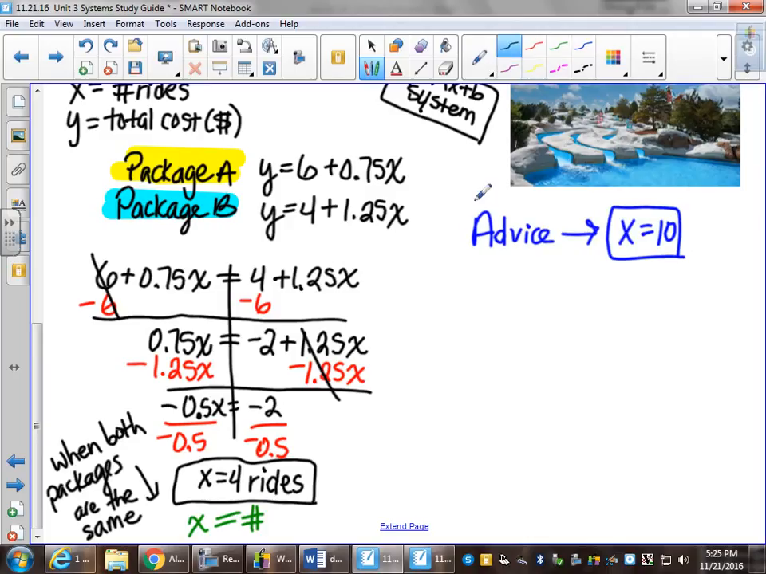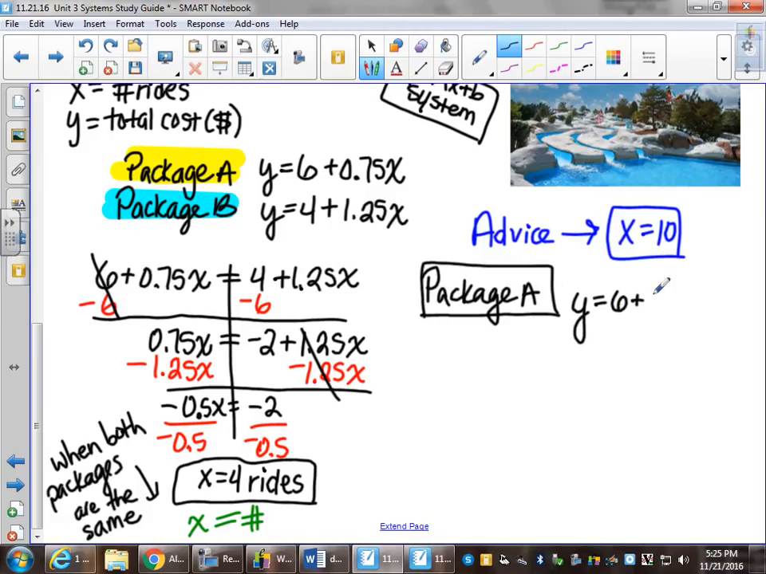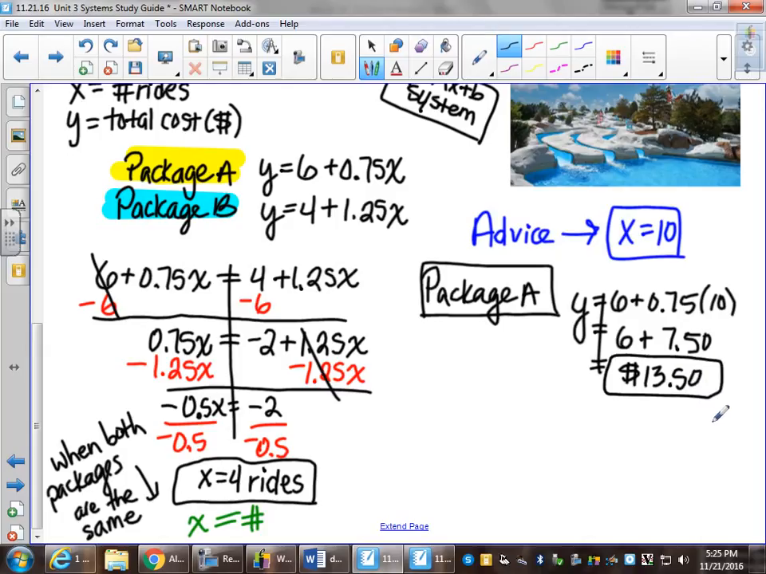So let's compare package A to package B. Package A, that would be y equals 6 plus 0.75 times 10. 0.75 times 10 is 7.50. Plus 6, $13.50. So that's package A for 10 rides. Let's see what package B costs for the same number.